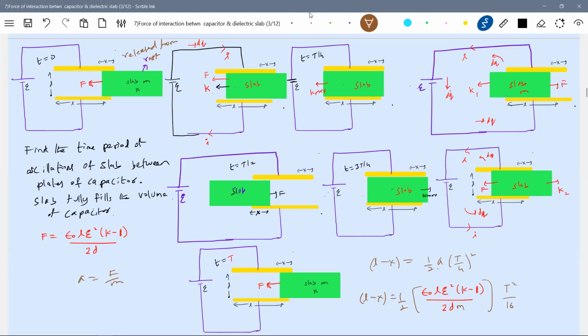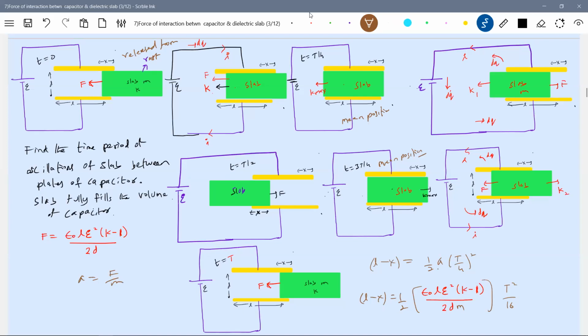I'm trying to put everything in one diagram. When will the kinetic energy of the slab be maximum? When it is at the mean position. So you have to call this the mean position. This again is the mean position. I want that maximum kinetic energy. Can we calculate that maximum kinetic energy?